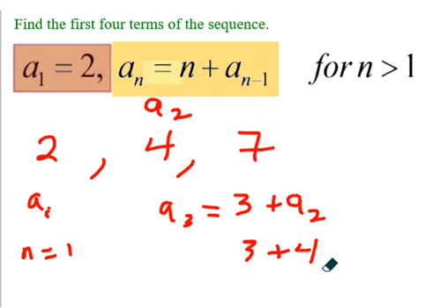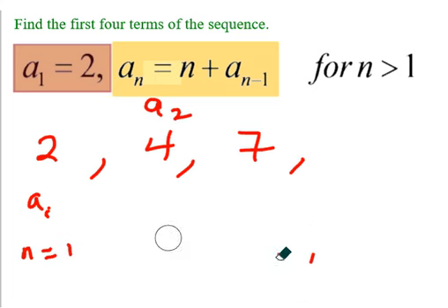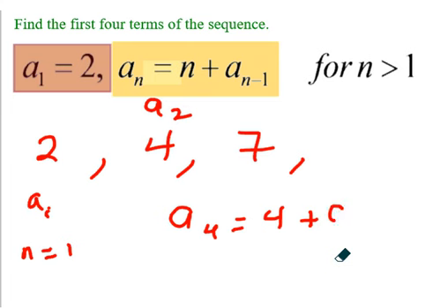Okay. Then I want the fourth term on this one. So when I want a4, I take n, which is 4, and I'm going to add a3, because that's 4 minus 1. And so in this case, I get 4 plus 7, or 11. And we could keep that pattern going forever, but I just did the first 3 or 4 terms.